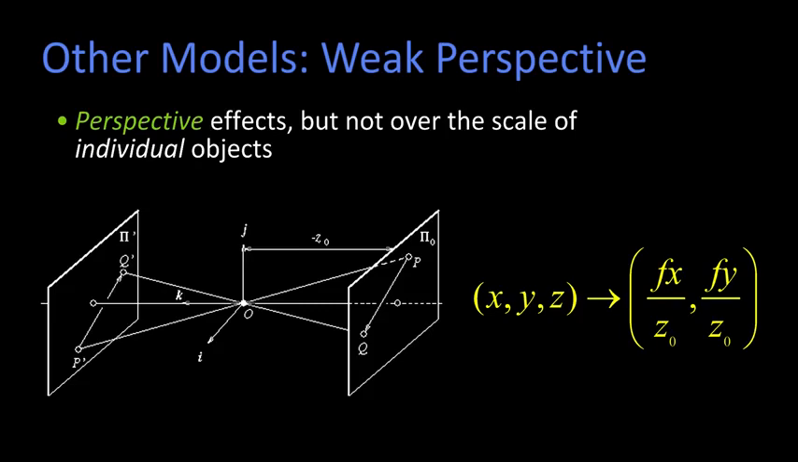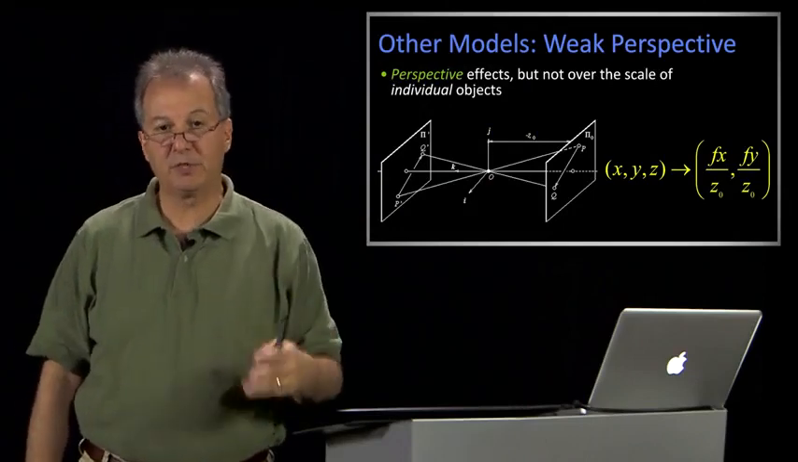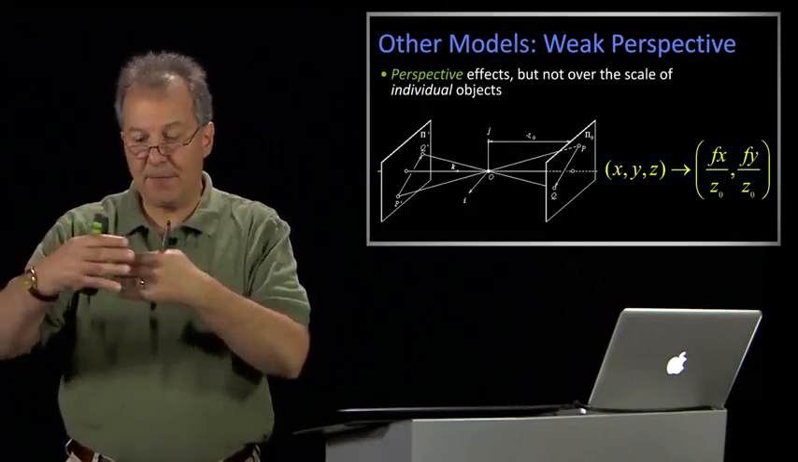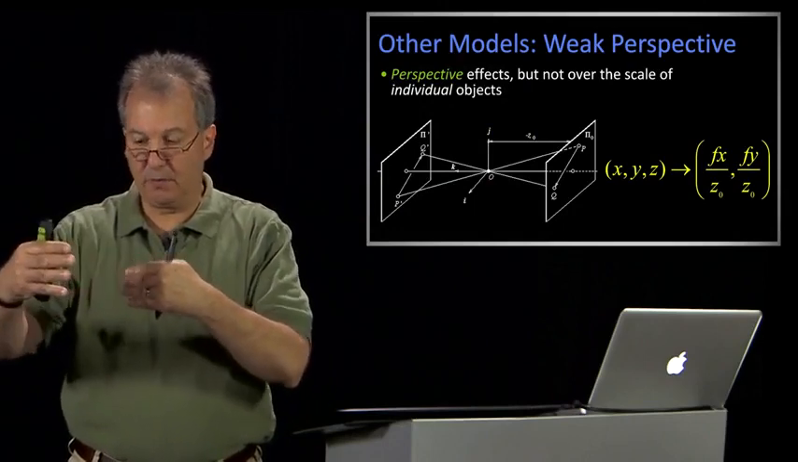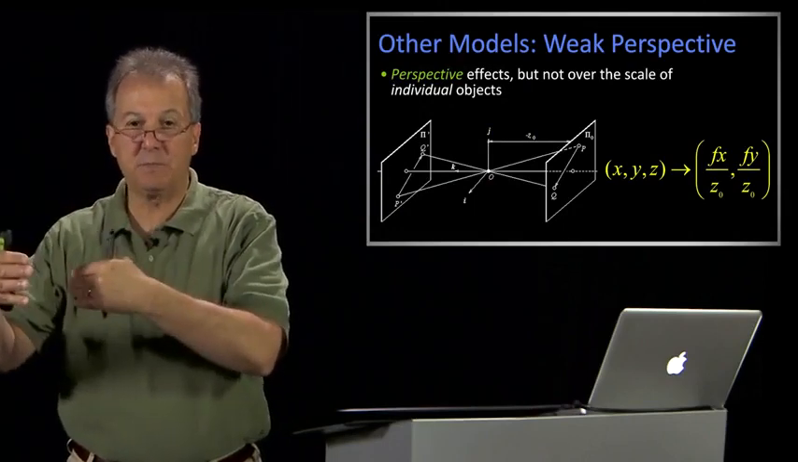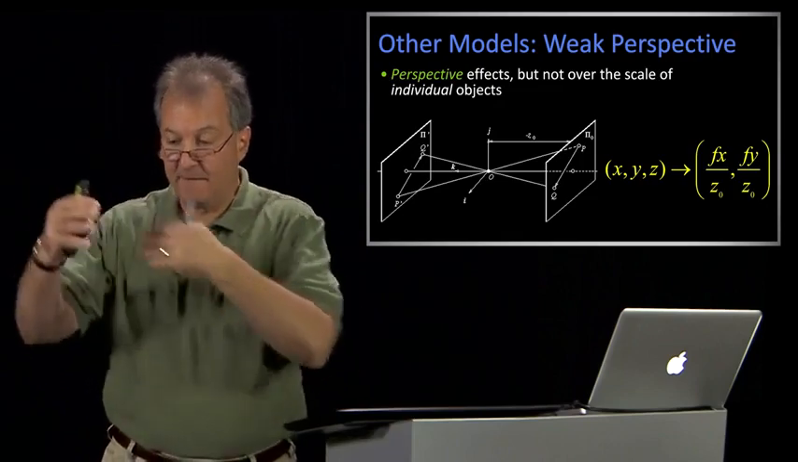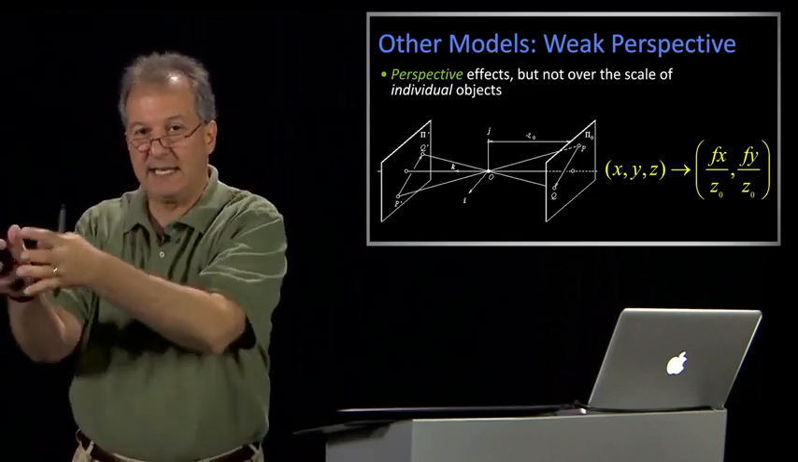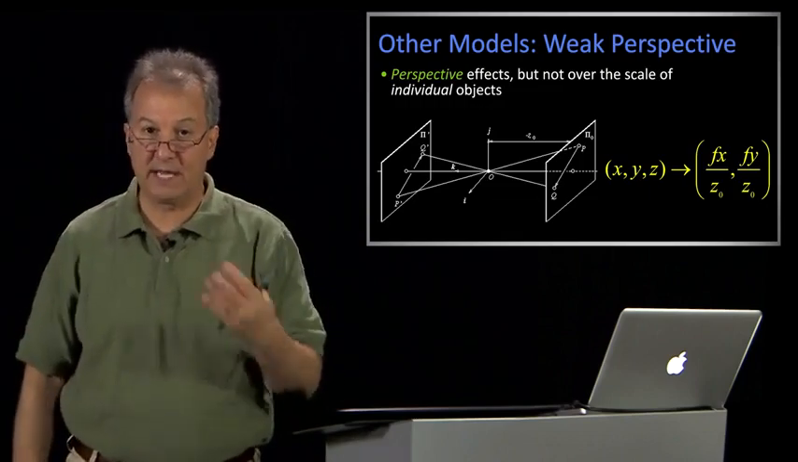But some other object, might be a significantly closer object, will get scaled by a different value. So basically in weak perspective, what we're saying is that the difference in depth over the range of an object is very small compared to the distance in depth from the object to the center of projection. And if that's true, then you can basically say that each object has its own scale factor.